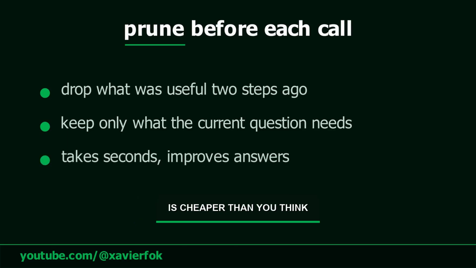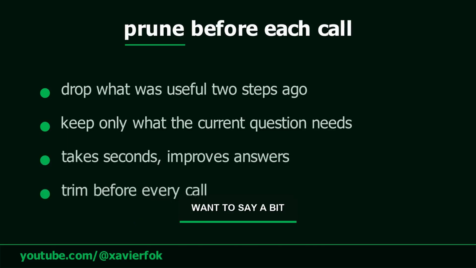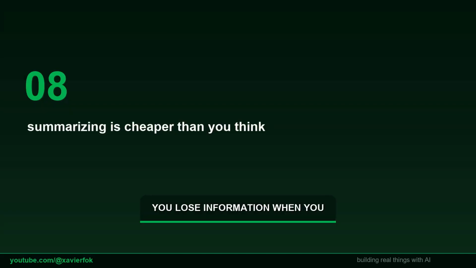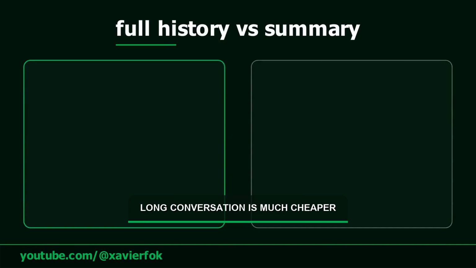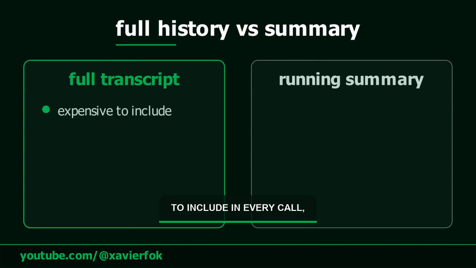Summarizing is cheaper than you think. On the summarization point, I want to say a bit more because people often resist it under the assumption that you lose information when you summarize. And you do lose some information, that is true, but consider what you are trading it for. A tight summary of a long conversation is much cheaper to include in every call, much faster to process, and much less likely to bury the key point in the middle of a sea of tokens.